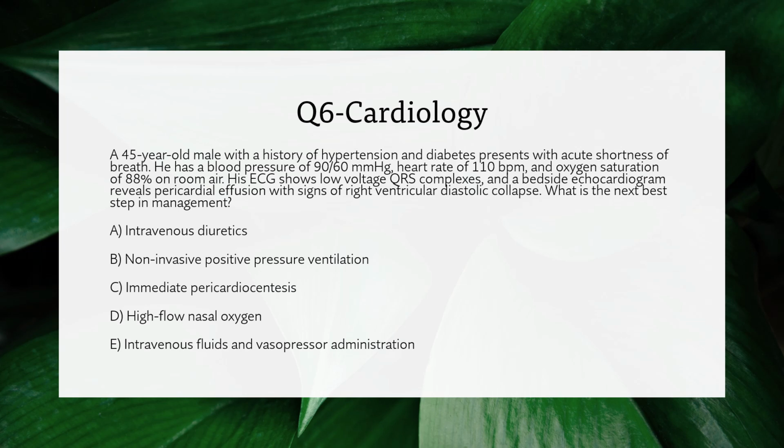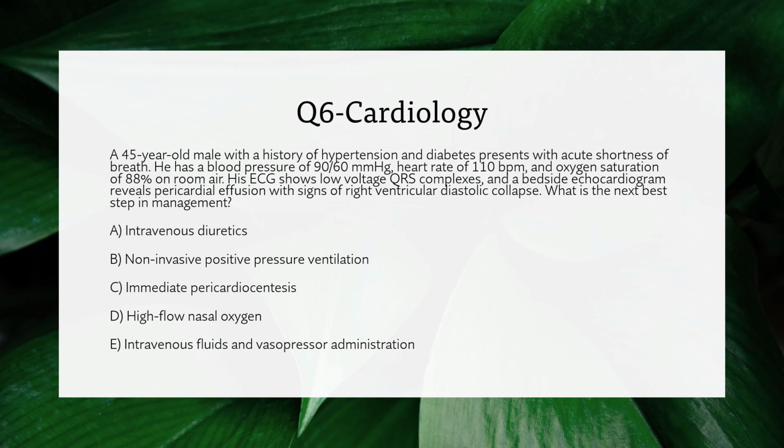Question number 6. A 45-year-old male with a history of hypertension and diabetes presents with acute shortness of breath. He has a blood pressure of 90 by 60 mm of mercury, heart rate of 110 beats per minute, and oxygen saturation of 88% on room air. His ECG shows low voltage QRS complexes and a bedside echocardiogram reveals pericardial effusion with signs of right ventricular diastolic collapse. What is the next best step in management?